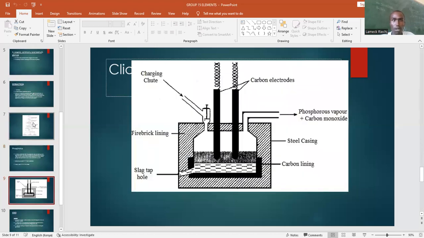Now this is the diagram whereby we have the carbon lining, steel casing, phosphorus vapor plus carbon monoxide, carbon electrodes, fabric lining, slag tap hole, and charging tube.